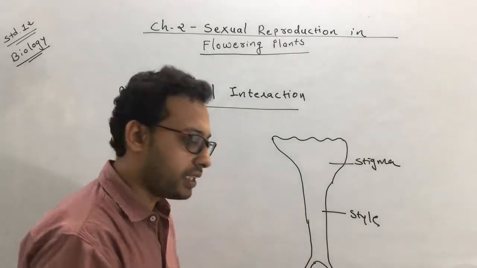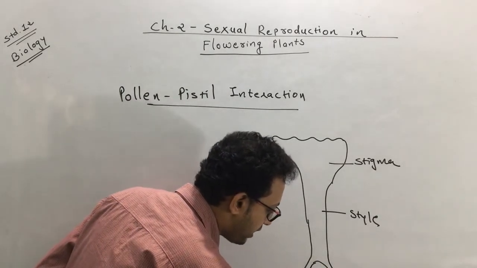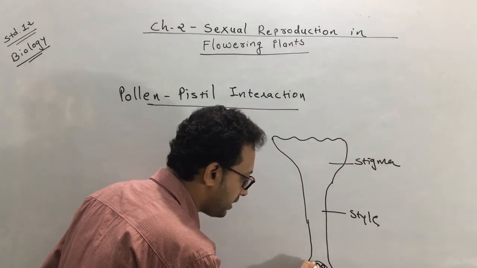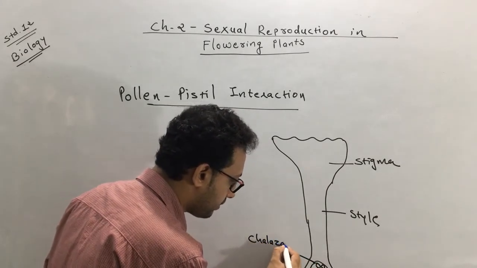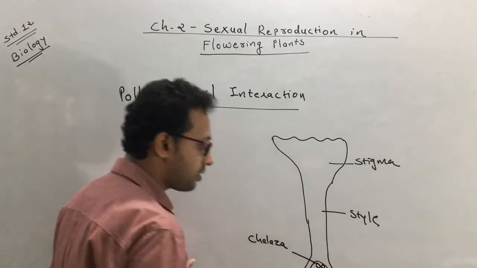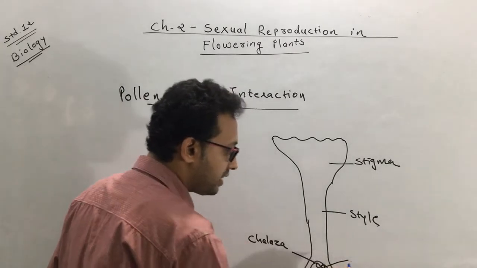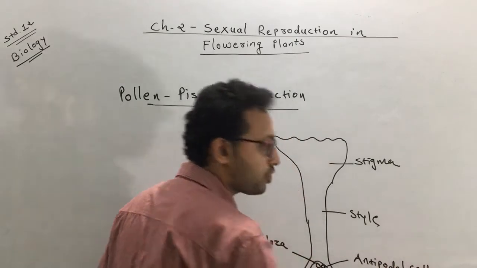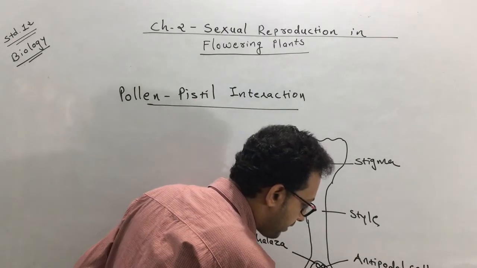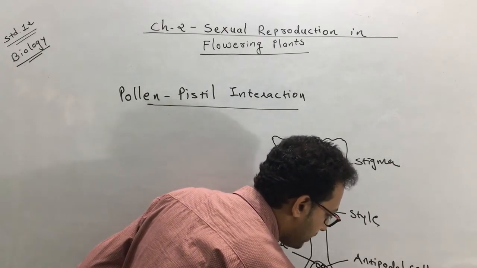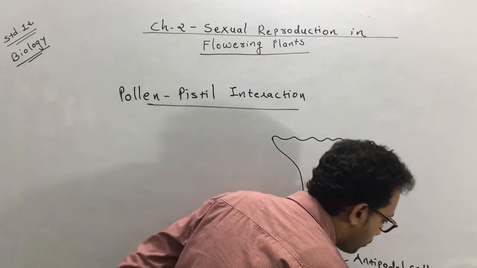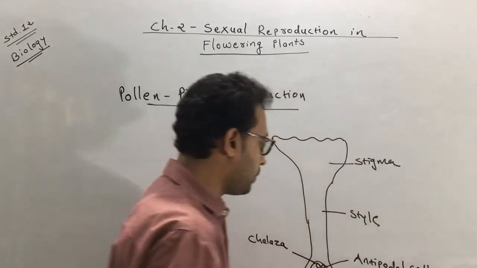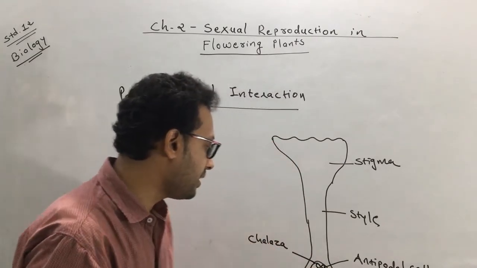I am not drawing the whole structure, just showing the cells which are present at the micropyle. You already know that there are three cells present at the micropylar end, three cells present at the chalazal end. You know that this end is called the chalaza. And in the center there are two cells. Now the cells present at the chalazal end, what is their name? They are called antipodal cells. All these things we learned during the structure of ovule. The cells present at the micropylar end are one egg cell plus two synergid cells, total three cells.